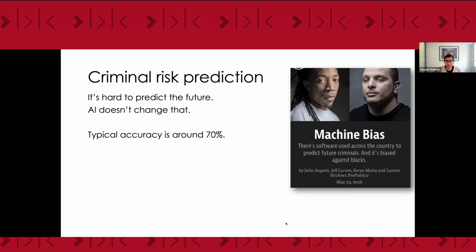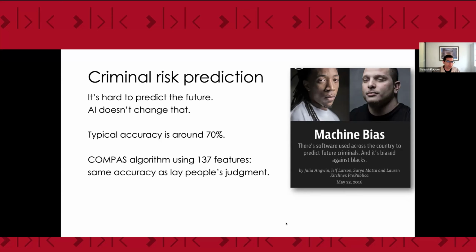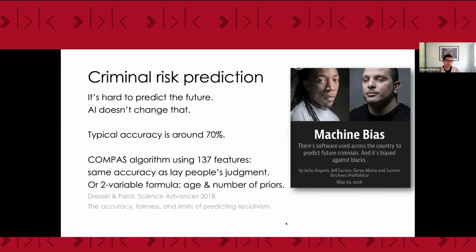In the appendix for this news piece, Angwin and others mentioned that the accuracy of the system that was being used to make these predictions was actually around 65%. And a follow-up study found that the same accuracy can actually be achieved by lay people who are basically just judging defendants based on superficial characteristics. And in fact, even worse, it was no better than a two-variable formula that simply relied on the age of the defendant and the number of priors. So it turns out that this COMPAS algorithm, which was using 137 features about defendants, was actually no better than a very simple formula that basically just used two features about them.